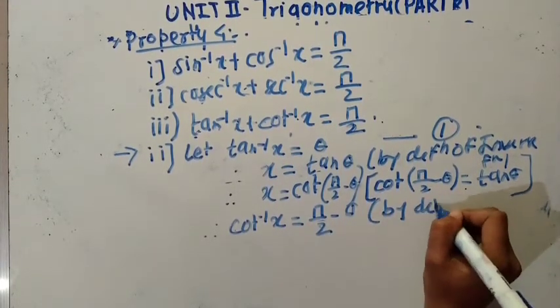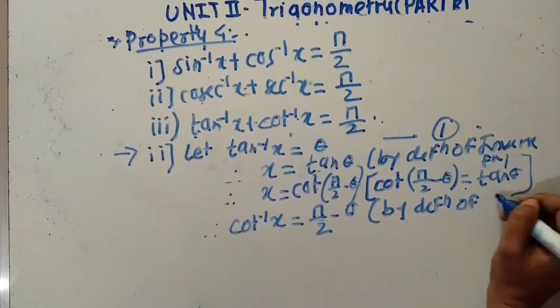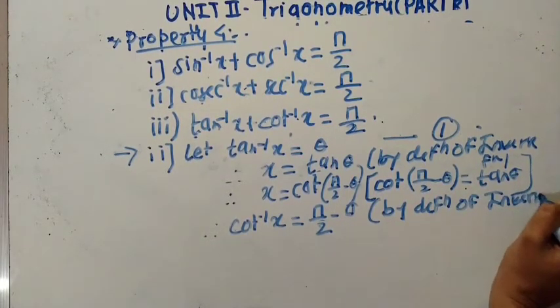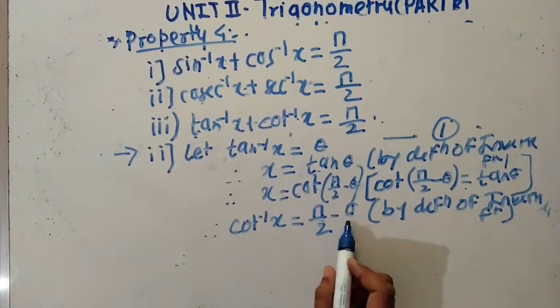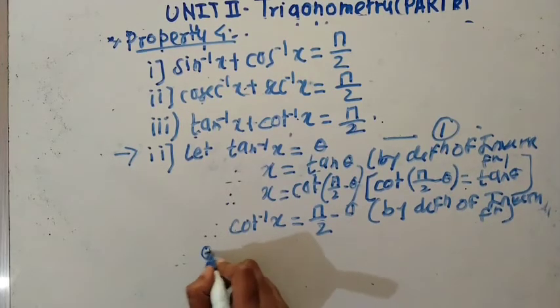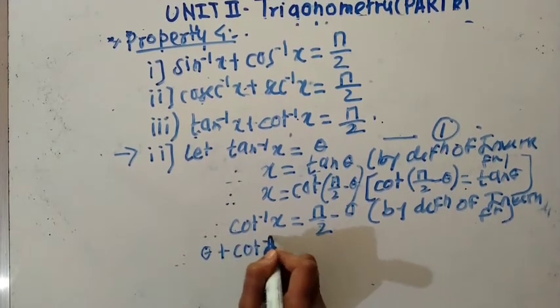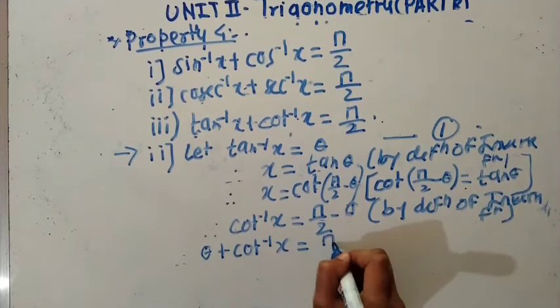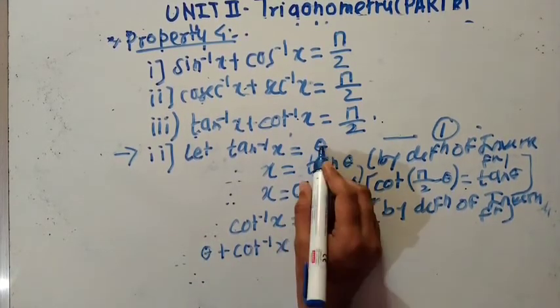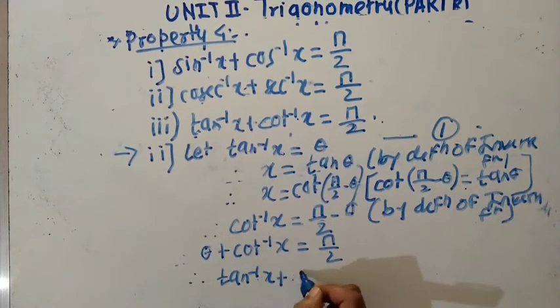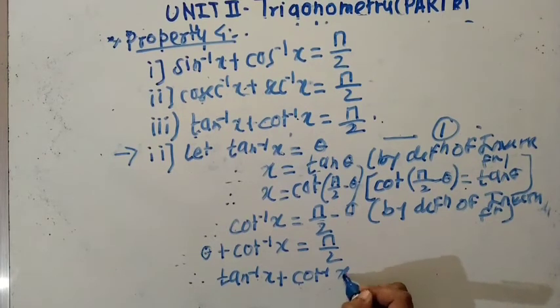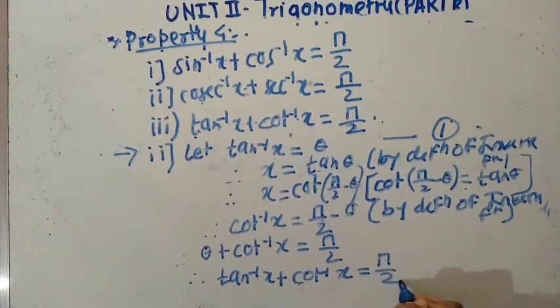By definition of inverse function, hence here minus sign, here we get plus sign, theta plus cot inverse of x is equal to pi by 2. But theta is the tan inverse of x, hence tan inverse of x plus cot inverse of x is equal to pi by 2. Hence this third property is proved.